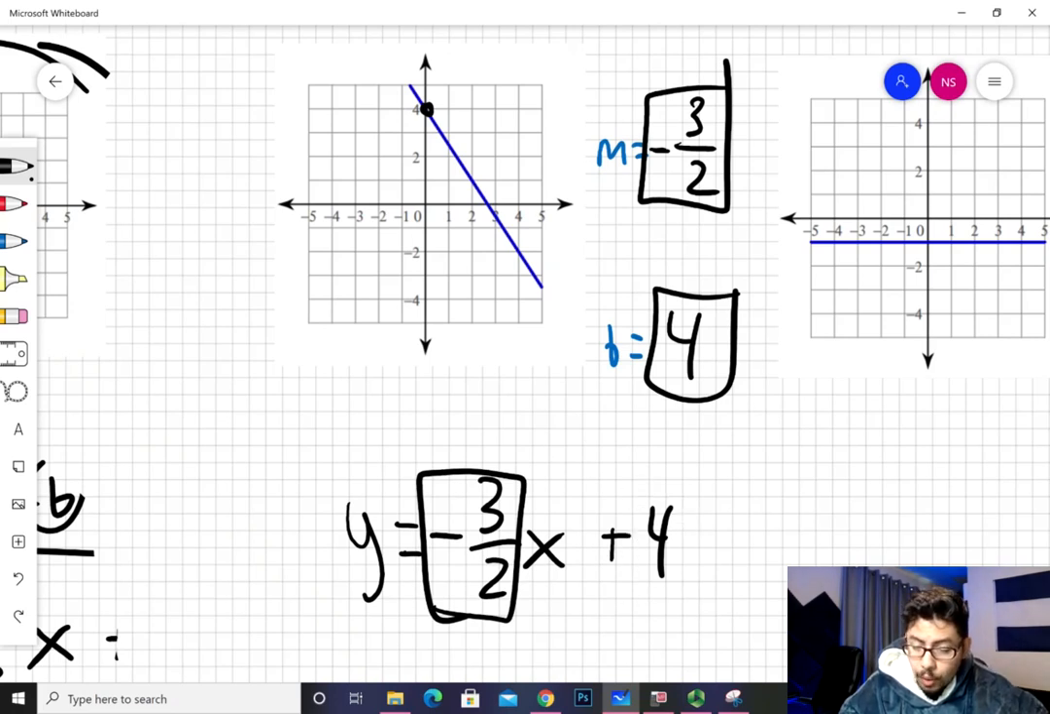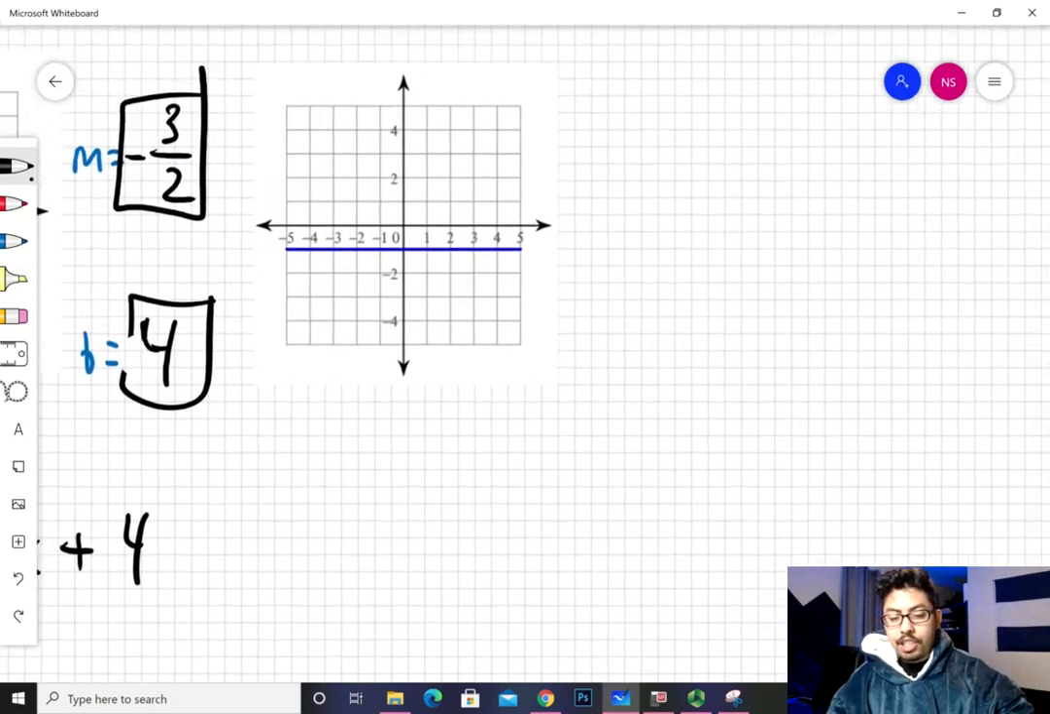By the way, if your y-intercept is ever a negative, you could just literally put a negative. You don't need to do plus minus 4, right? But in this case, it was a positive 4. So there's that example. Easy peasy, right? You found your M and you found your B. Let's go to the next example because it's a unique one.